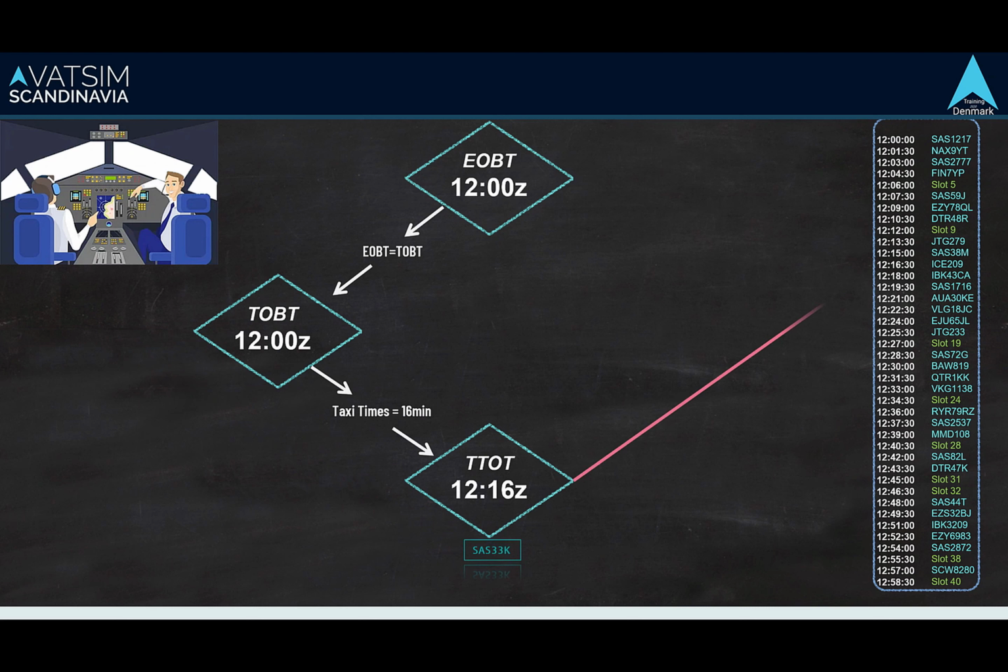But when trying to assign this slot, we can see here that the slot has already been occupied. It's already been assigned to ICF 209. This is where it gets interesting. Now the system needs to find the next available slot takeoff time for him.